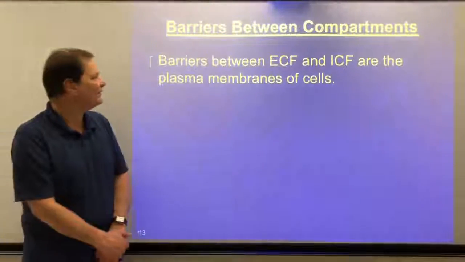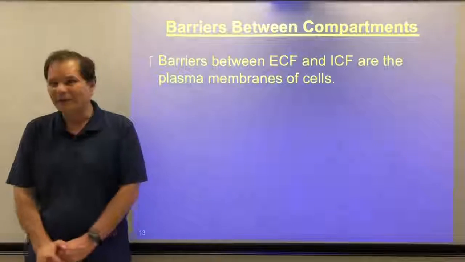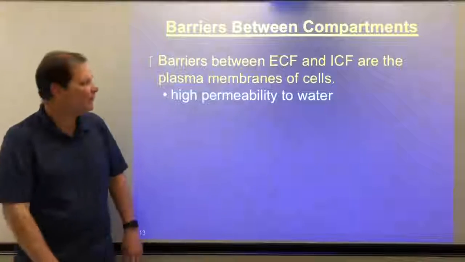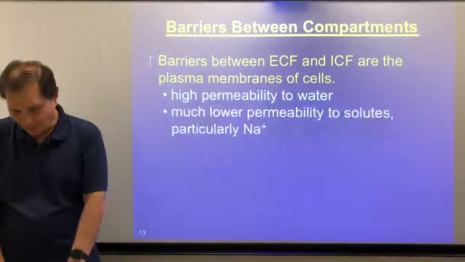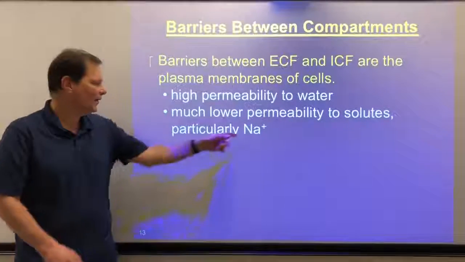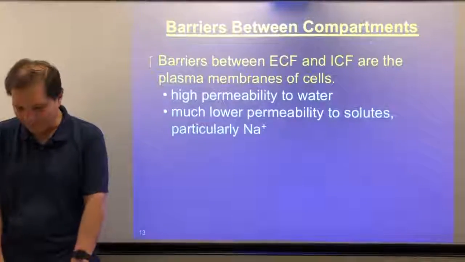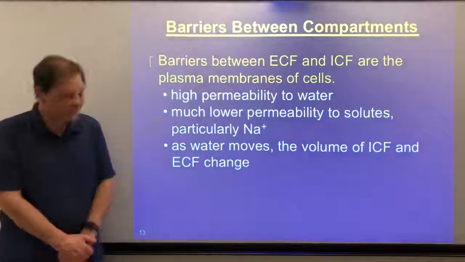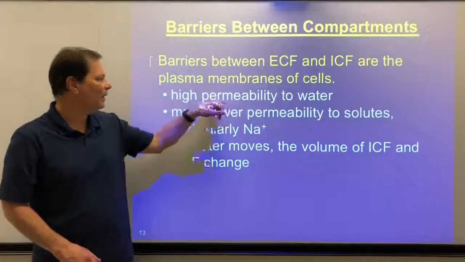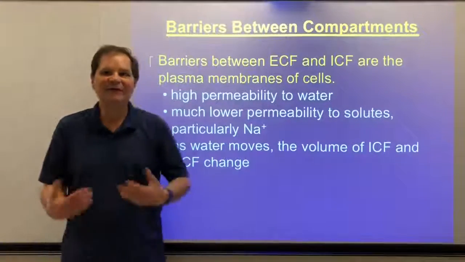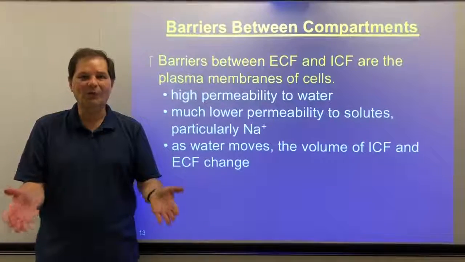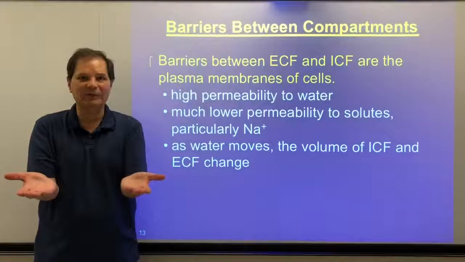The barriers, that is the cell membranes between the extracellular fluid and the intracellular fluid, are very permeable to water. And they're not very permeable to some solutes like sodium. We're going to talk about sodium in a minute. As a result, water will move across these membranes whenever there is a difference in the osmolarity between the inside of the cells and the outside of the cells. And it's going to move until that osmolarity is the same on both sides of the membrane.